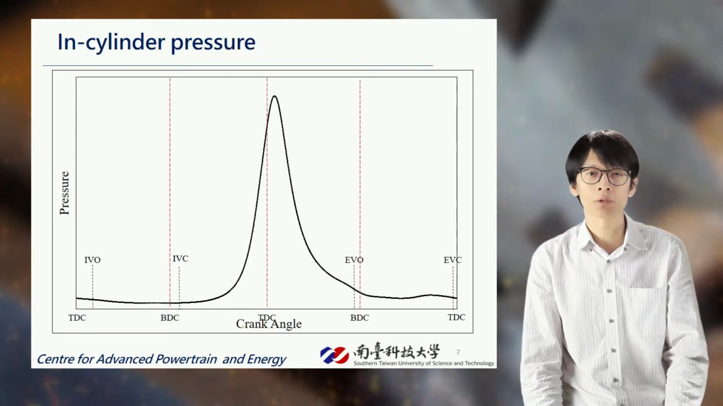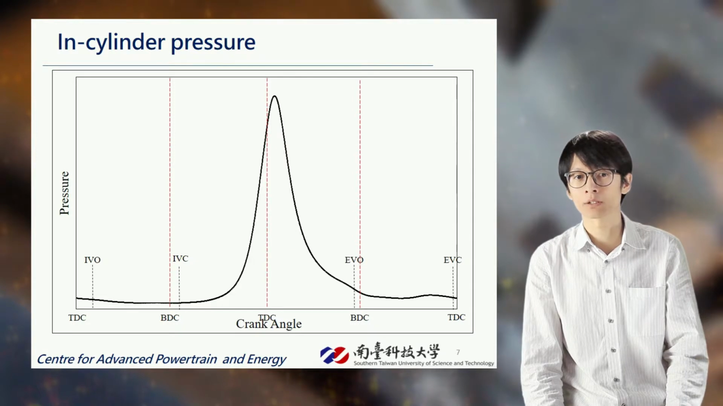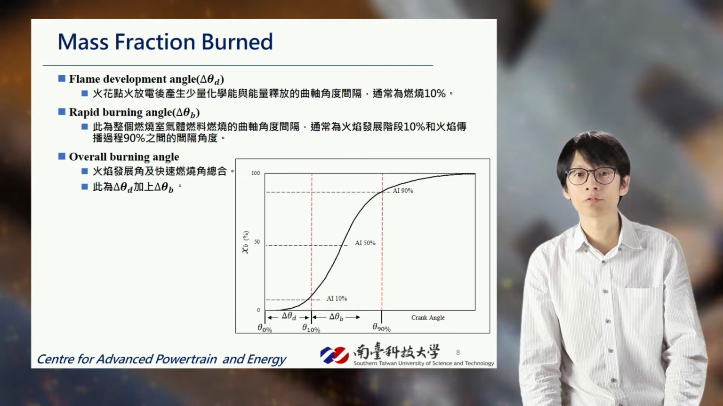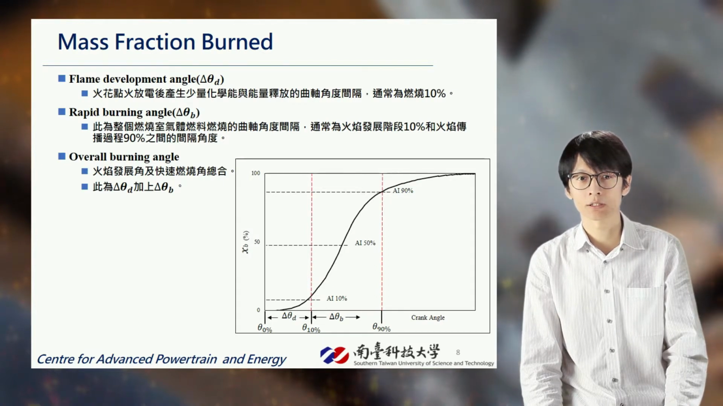In-cylinder pressure diagram shows the maximum in-cylinder pressure occurs after top dead center in the expansion stroke. Mass fraction burned information is the result of combustion analysis.